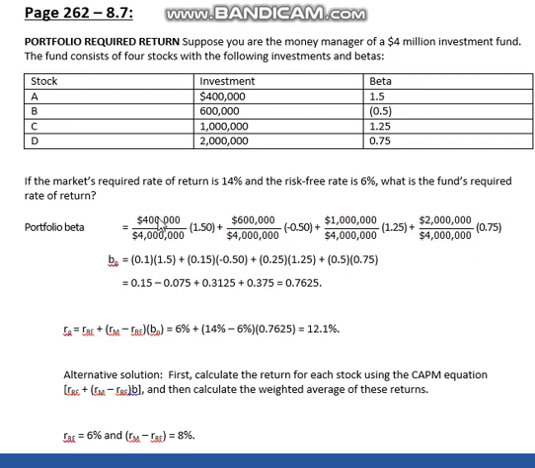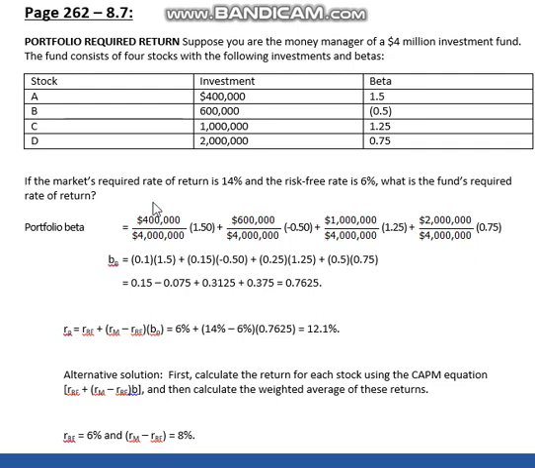Portfolio beta equals $4,000 over $4 million times 1.5 plus $6,000 over $4 million times minus 0.5 plus $1 million over $4 million times 1.25 plus $2 million over $4 million times 0.75. So beta of the portfolio equals 0.1 times 1.5 plus 0.15 times minus 0.5 plus 0.25 times 1.25 plus 0.5 times 0.75. So the beta of the portfolio equals 0.7625.